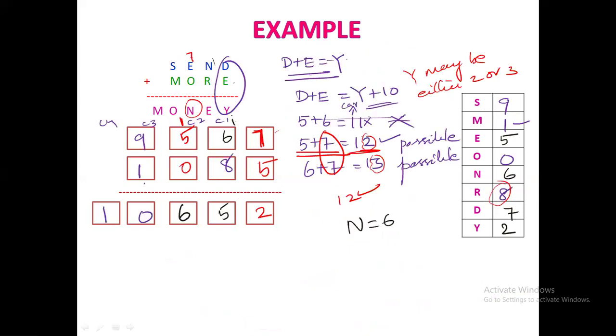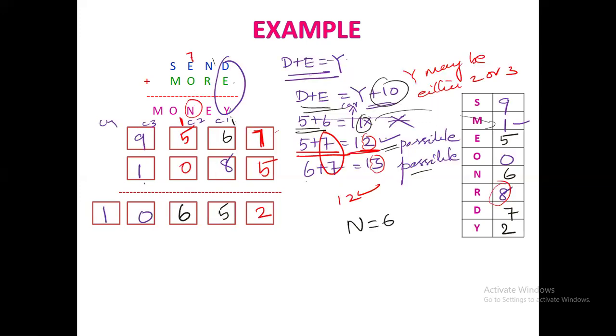The next step is D plus E is equal to Y. D plus E is equal to Y plus 10 in order to get a two-digit number. We have to add two numbers and check. 5 plus 6, if you are adding, we are getting 11. But 1 is not possible because this 1 is already assigned to M, so this is not possible. Next, if you are adding 5 plus 7, we are getting 12. It may be possible. Similarly, 6 plus 7, if you are adding, we are getting 13, and this may also be possible. We have to substitute and then take the values.